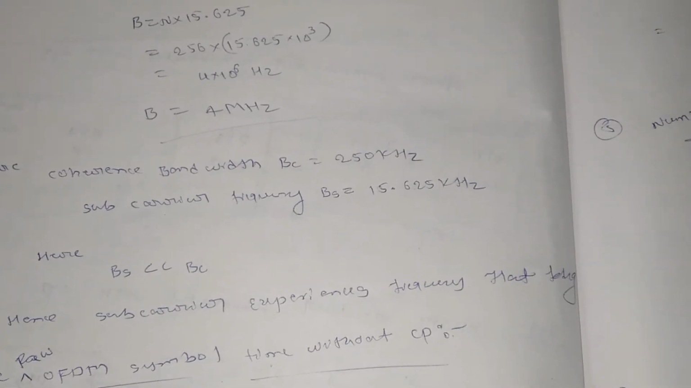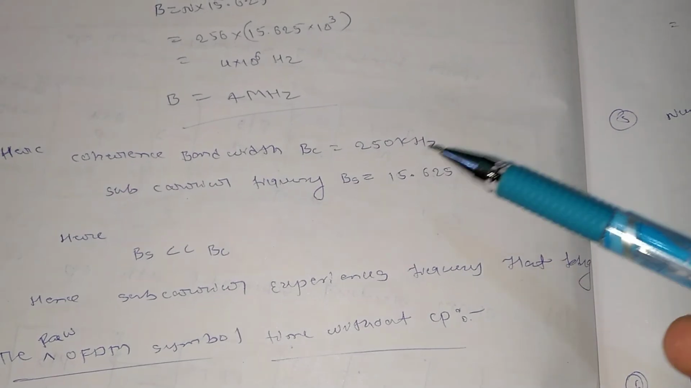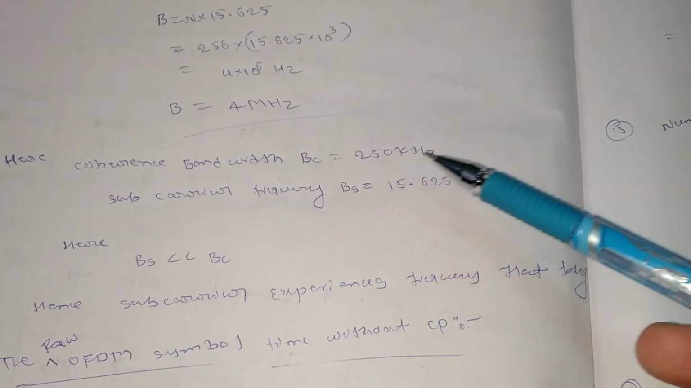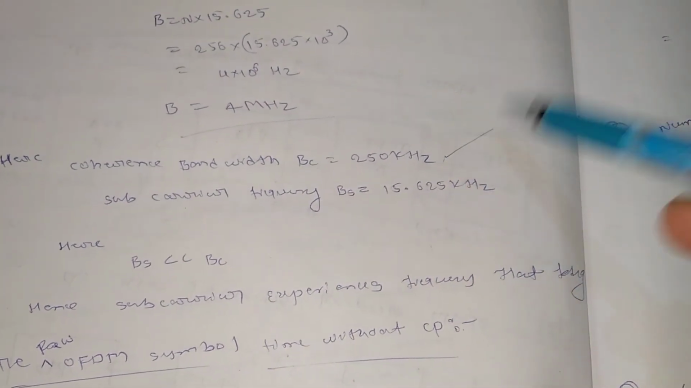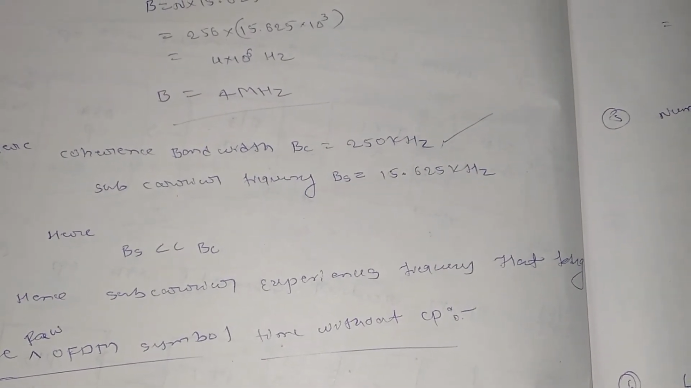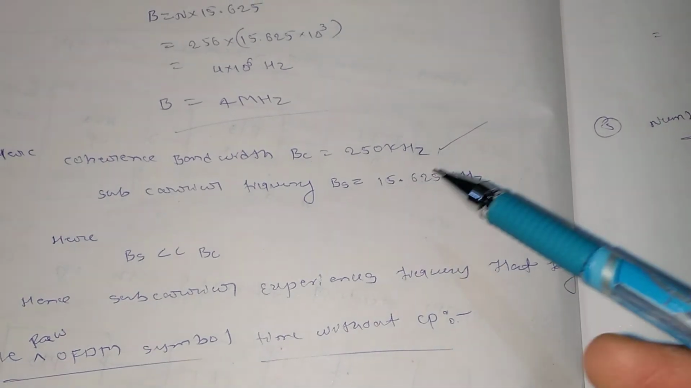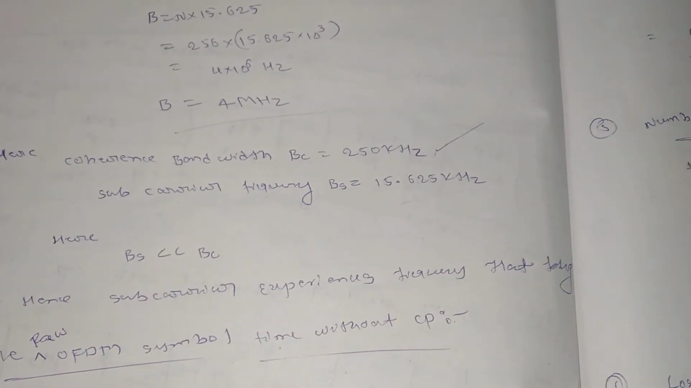Now it's time to solve the second part, that is, OFDM symbol time without cyclic prefix. Okay, so the coherence bandwidth here is BC equal to 250 kilohertz. If they are not explicitly mentioning any coherence bandwidth, then it should be considered as 250 kilohertz. It is standard, guys, and the subcarrier frequency spacing is 15.625 kilohertz.